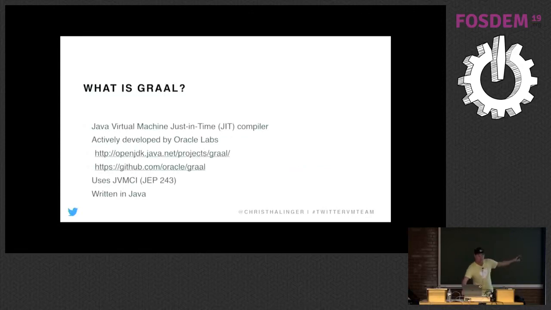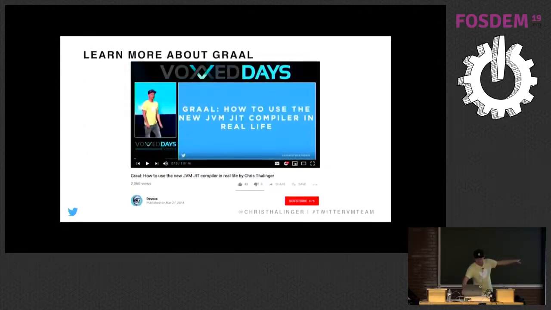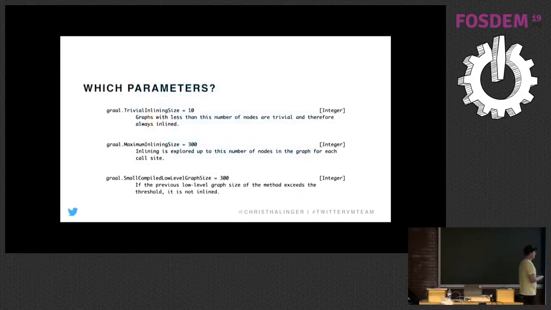People know what Graal is, so I skipped that. You can watch this on YouTube if you want. These are the parameters that I tuned. There's one called trivial inlining size. By default, it's 10. If the compiler graph of an inlinee is smaller than 10 nodes, it just inlines it without looking at any other data. Then there's a maximum inline size. That's the other end, basically. If it's bigger than 300, it doesn't inline it. And then there's something called small compiled low-level graph size. It's similar to the second one, but it's just a low-level graph, so don't worry too much about what it does. But these three parameters are the ones that affect inlining the most.